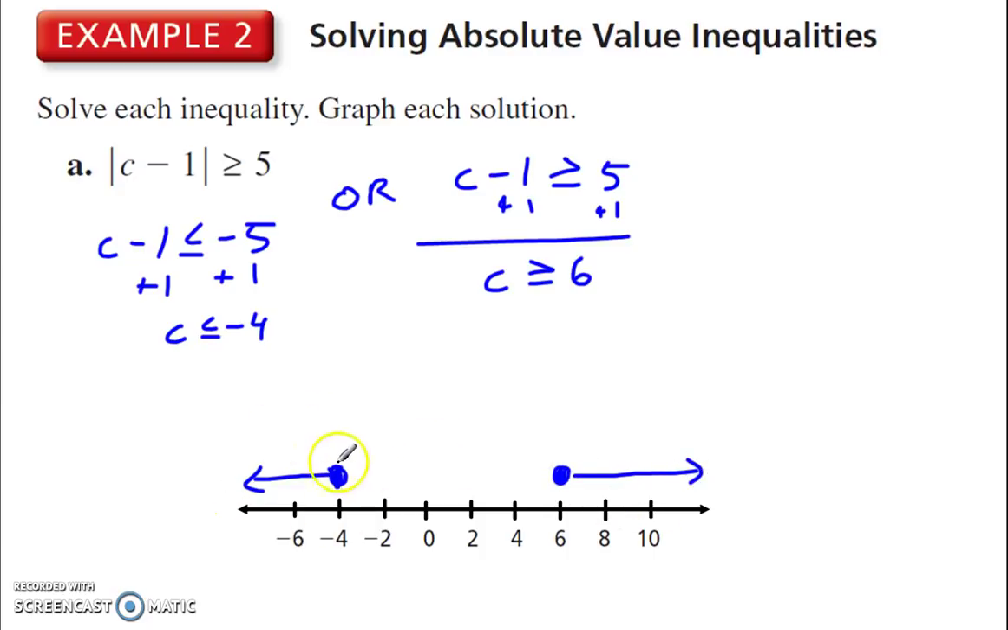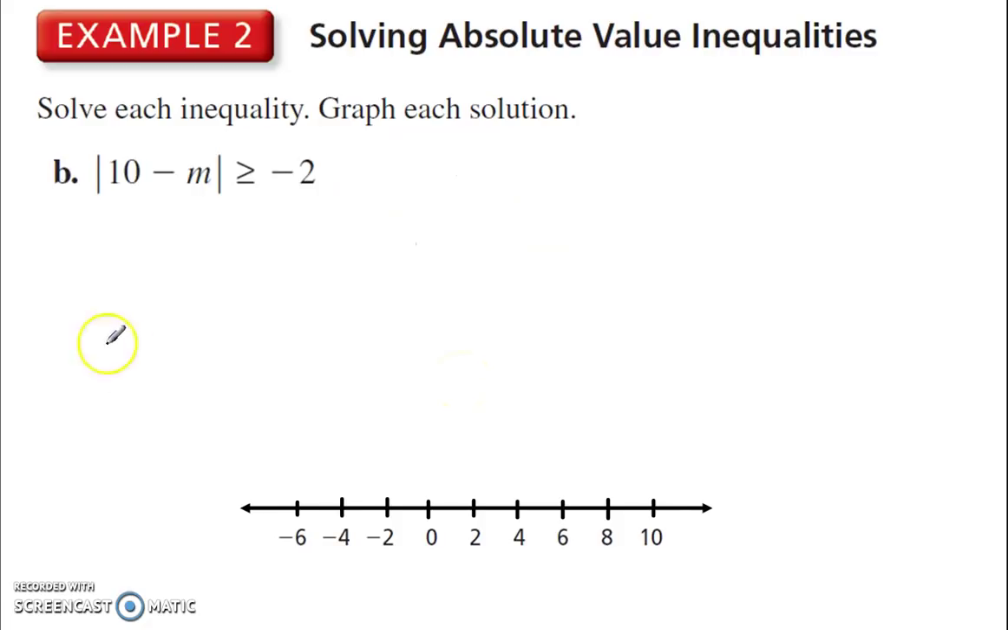Because it's either this or it's that, which means the distance from this number, right, from, well, 1, from this number is greater than 5. So from that number 1, right here, from this number, the distance is greater than 5. So everything outside of there. Okay, here this is saying the distance from this is greater than negative 2.